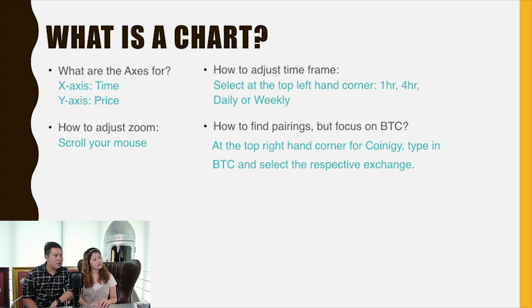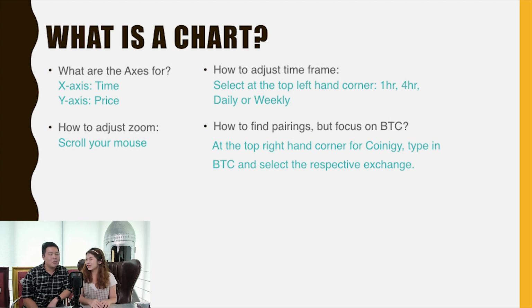Select the button at the top left hand corner: 1 hour, 4 hour, daily or weekly. I'm going to assume that's just up to personal preference. Yep. If I'm trading shorter, I'll use shorter. 1 hour or 4 hours? I actually don't know. Yeah, we're training.